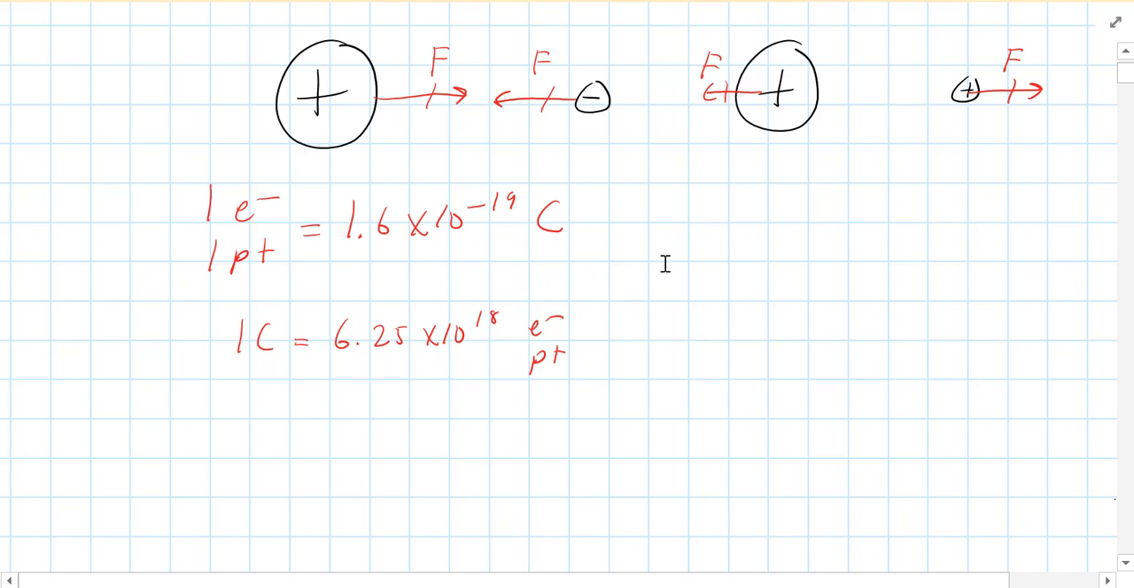To give you a flavor for that, a lightning bolt is something on the order of 20 coulombs. So one coulomb is about 1/20th of a lightning bolt. A coulomb's a pretty big unit of charge.